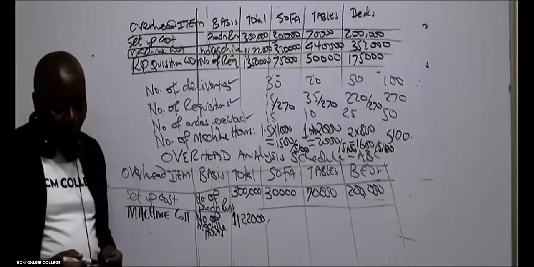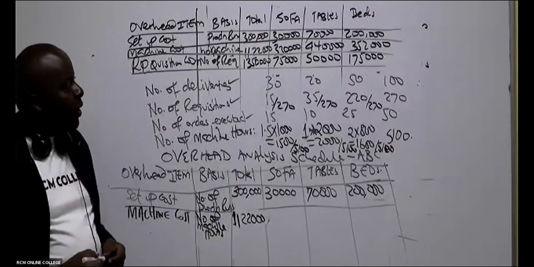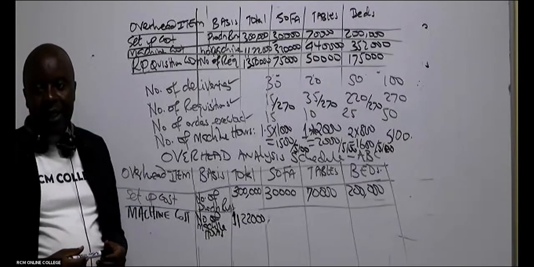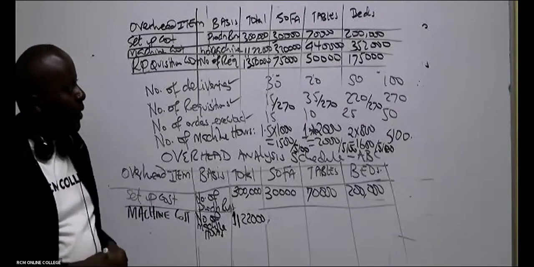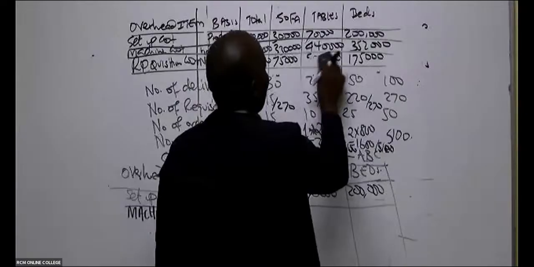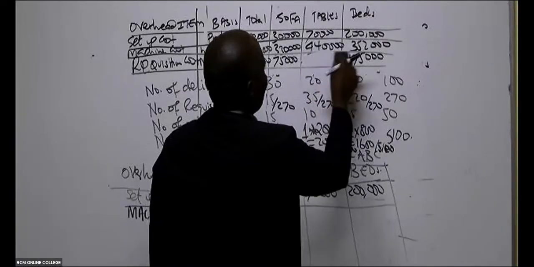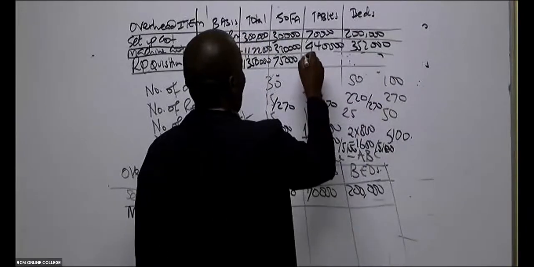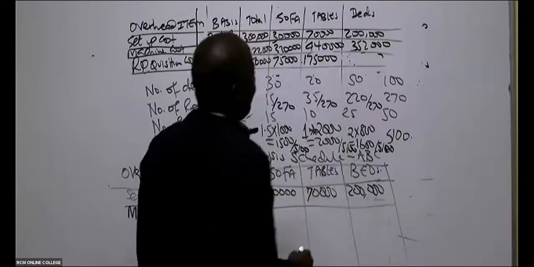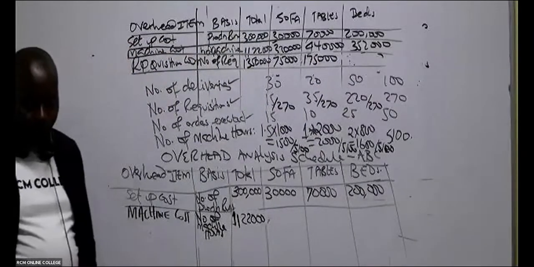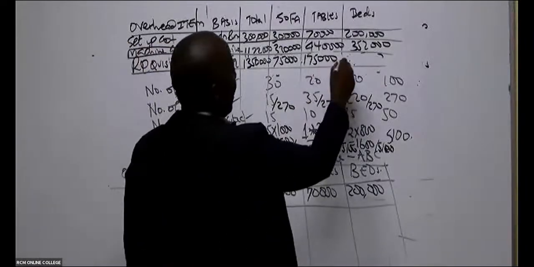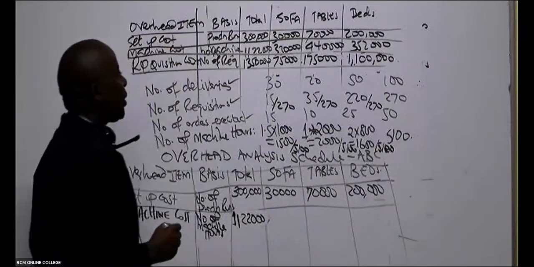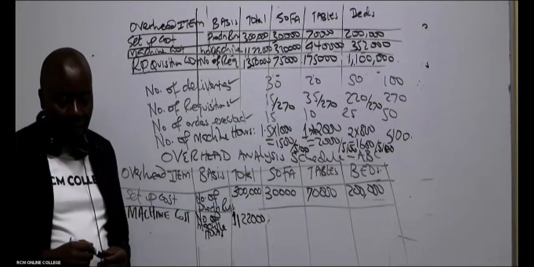And then we take on the next one. Oh, for tables it is supposed to be 175,000. So this is 175,000. How about beds? Beds, we have 1.1 million. Thank you so much. So after requisition cost, do we have any other overhead item?